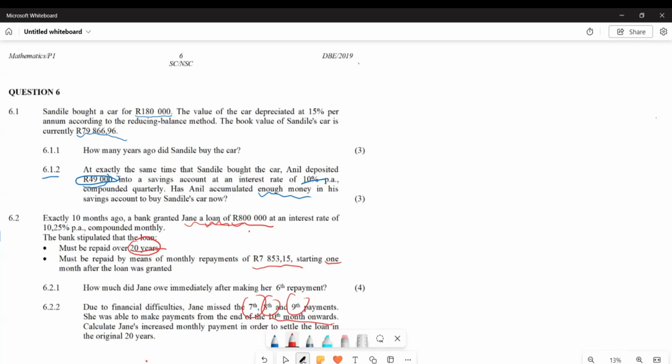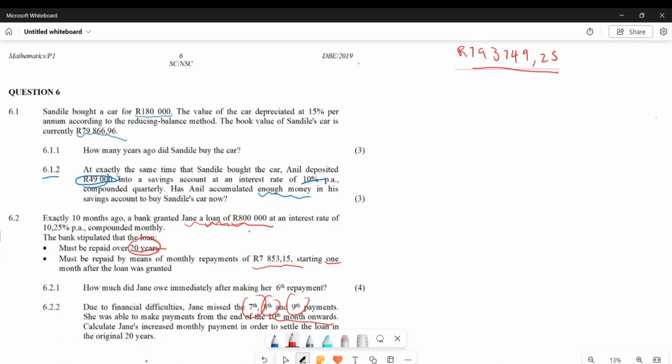Now, let's see how we can approach this question. So now let's start here. The most important thing we can do is start by calculating that, look, we already have the value that after the 6th payment, or rather after paying for 6 months, Jane was still owing what we calculated last time, which was 793,749.25. We said this was the amount that Jane was still owing. So they are saying after she was owing this amount of money, she had difficulties for almost 3 months.